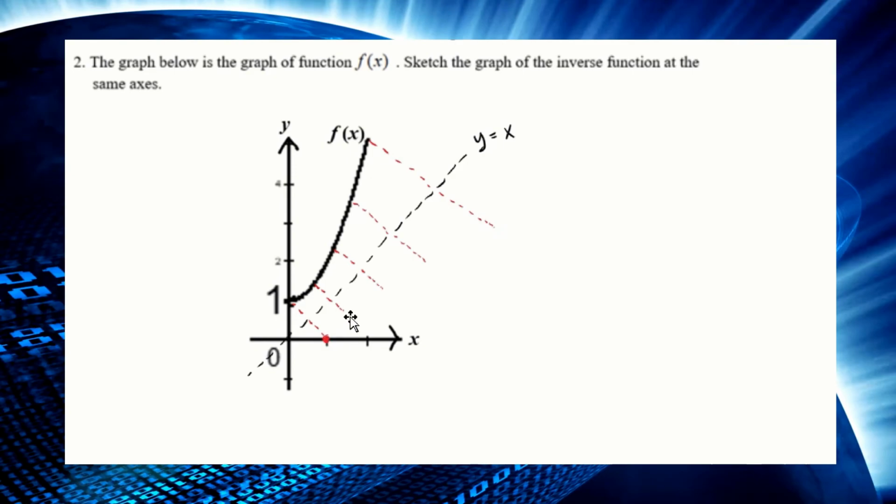So now we can roughly see the shape here. Now what you need to do is just join all these points. So after that, that is the image. Then the image is the graph of this inverse function.